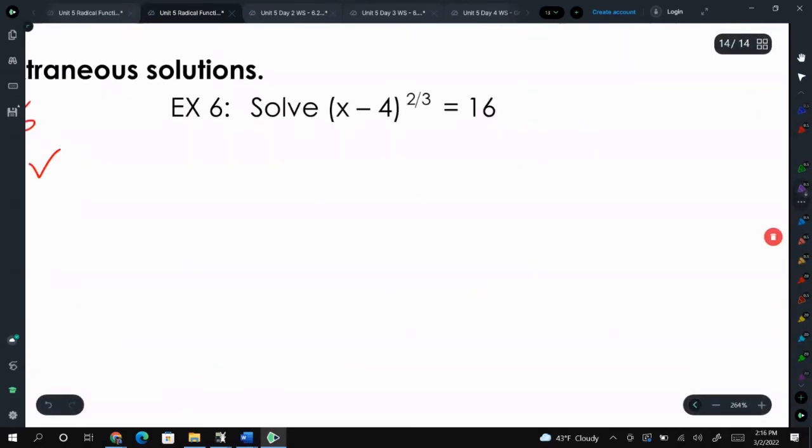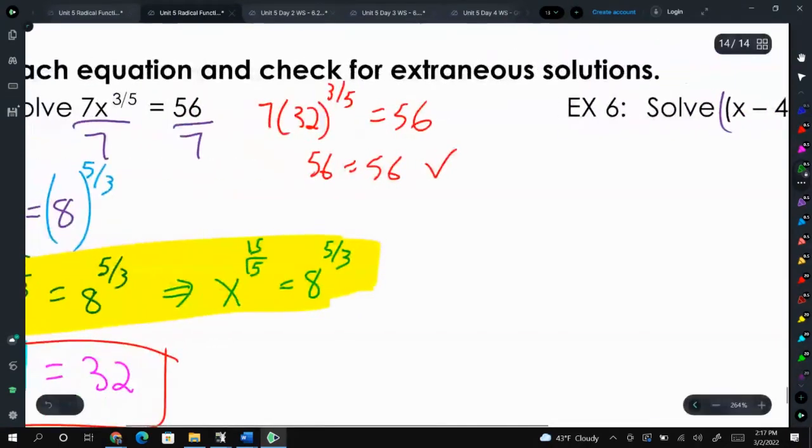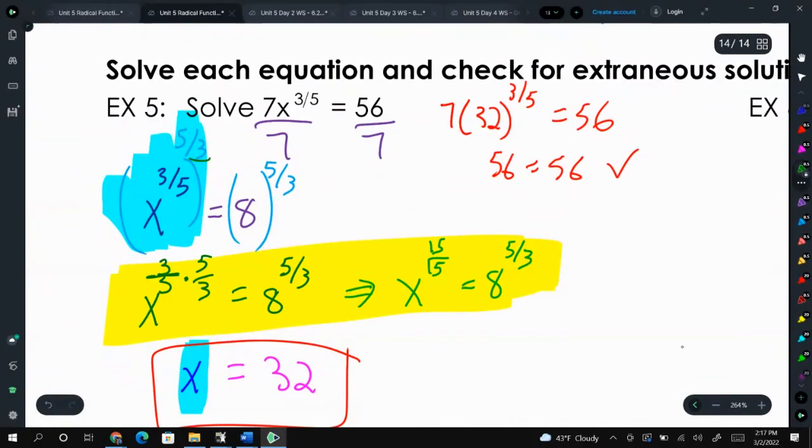So in this problem here, we're going to raise each side to the 3/2 power. Now, the thing that you need to realize is when we raise something to an even root, we have to worry about plus or minus. Well, how do you know if that happens? Remember, the denominator tells you what root you're taking. So if we raise something to the 3/2 power, that means we need to have plus or minus in our answer. Here, we raised each side to the 5/3 power, and 3 was odd, so we didn't need to worry about that.